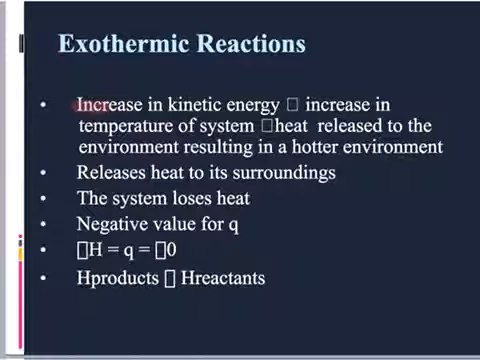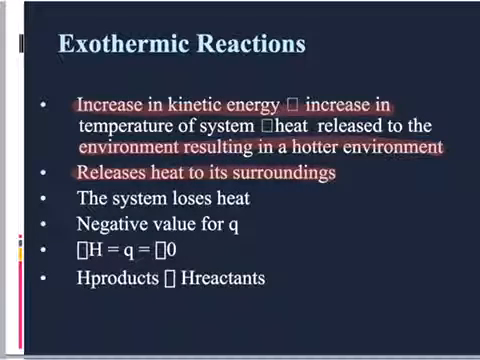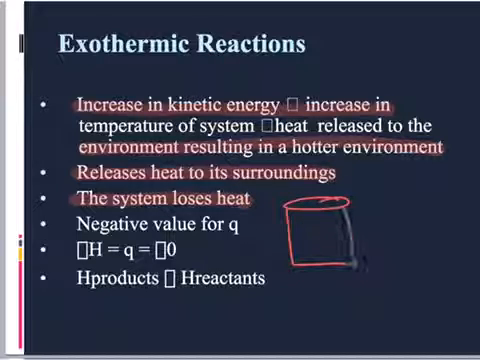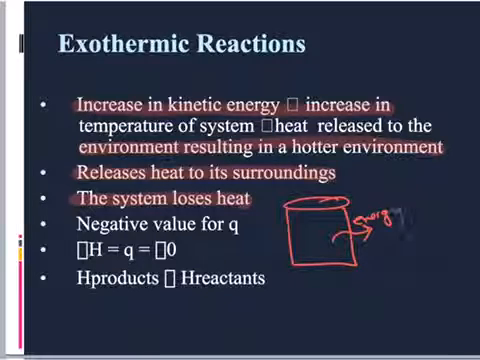And so we get an increase in the kinetic energy, resulting in a hotter environment. That means that we're releasing the heat to its surroundings. The system itself loses the heat. So we can think about it like this: if we've got a chemical reaction happening in a beaker, the energy is leaving and exiting. We get a negative value for Q.